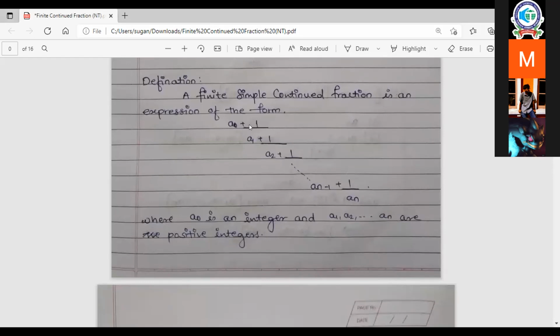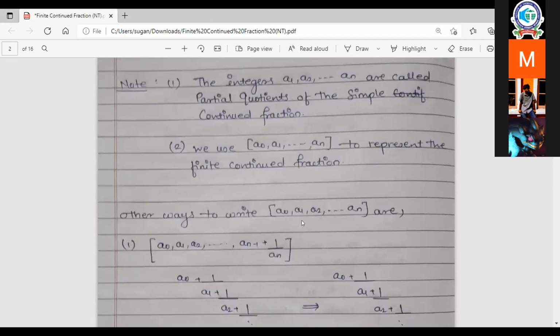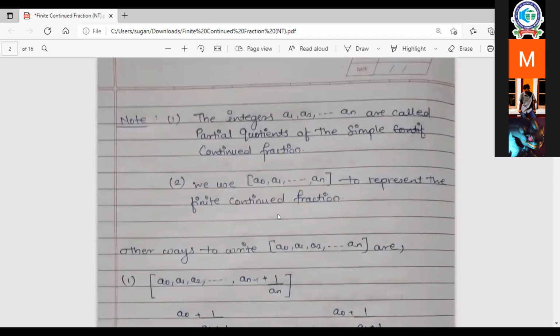So we get this form: a0 plus 1 upon a1 plus 1 upon a2 plus 1, up to an minus 1 plus 1 upon an, where similarly a0 is an integer with positive or negative value, and a1, a2, a3 up to an are positive integers. Now we note that a1, a2, up to an are called the partial quotients of the simple continued fraction, and we use the bracket a0, a1 up to an to represent this finite simple continued fraction.